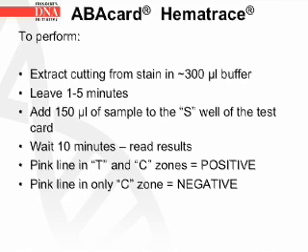To perform the ABA card hemotrace test, first extract a cutting from the stain in approximately 300 microliters of buffer. You leave for 1 to 5 minutes. Then, add 150 microliters of the sample to the S well of the test card. Wait 10 minutes, then read results. A pink line in the T and C zones represents a positive. A pink line in only the C zone will represent a negative.